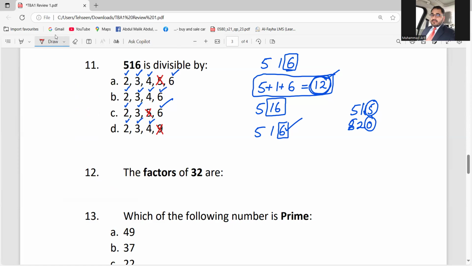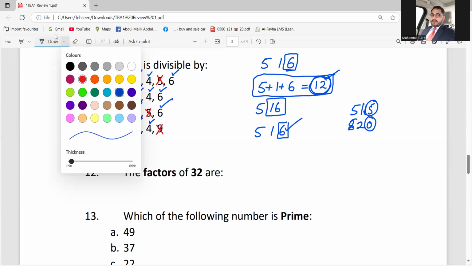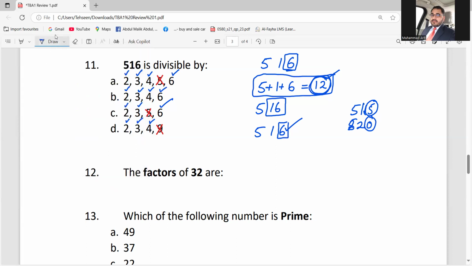Now you can see here in option B, all are divisible: 2, 3, 4, 6. In option B, all are divisible. In A, all are not divisible. In C and D also, all are not divisible. That's why B is the correct answer.